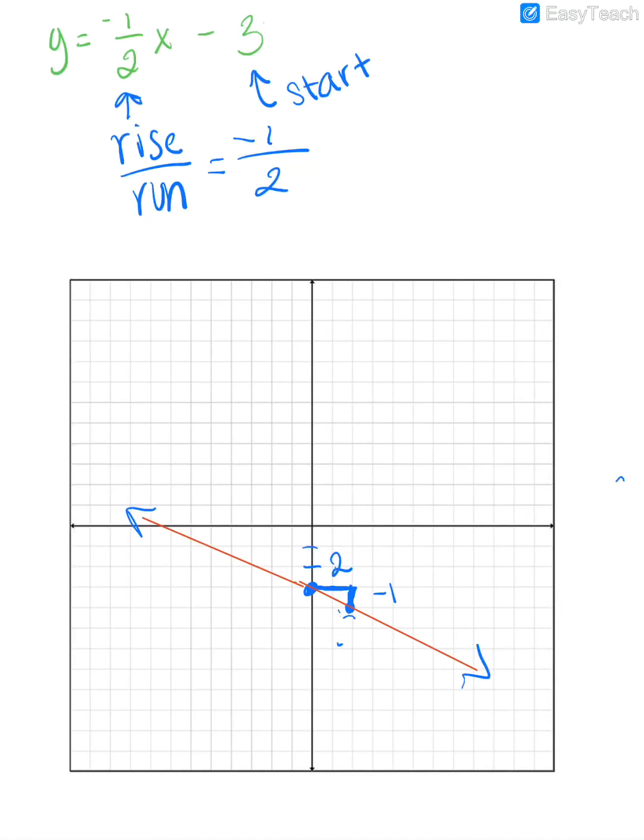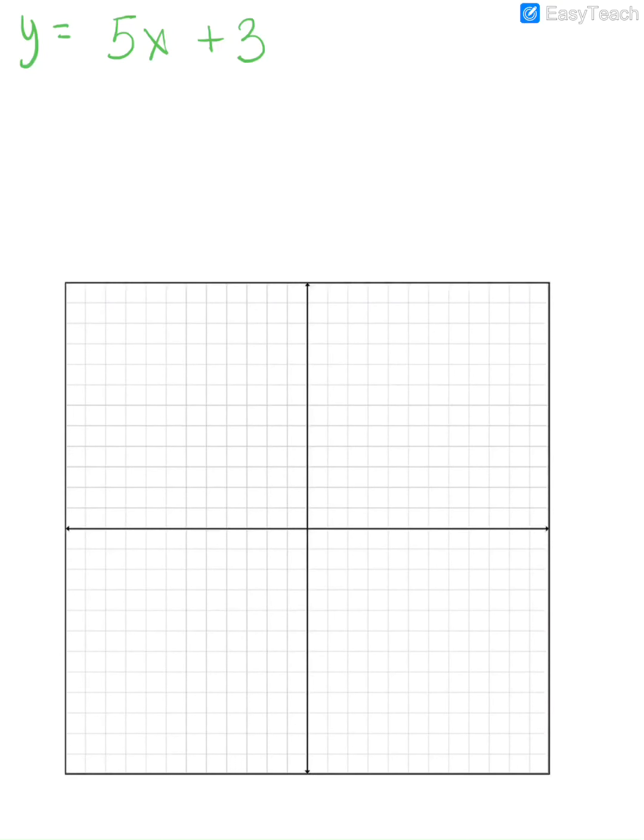All right, let's take a look at our last one. So y equals 5x plus 3. So this one's going to be a little bit different. So 3 is our starting point at y equals 3, or our y-intercept. So I'm going to make sure that we keep using those two words. So y-intercept. So that is where the line will cross the y-axis. So 1, 2, 3.